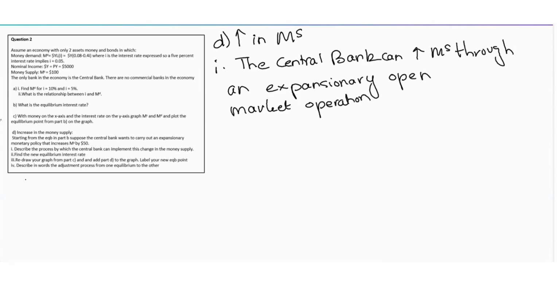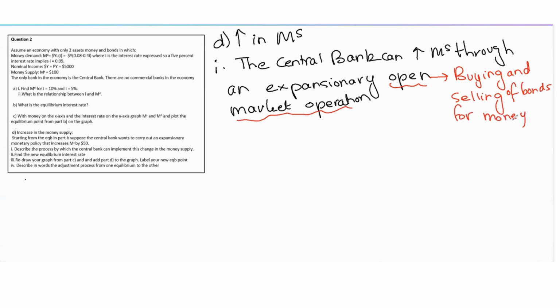Now, before we look at what an expansionary open market operation is, let's recall what is just an open market operation. Open market operation is buying and selling of bonds for money by the central bank.